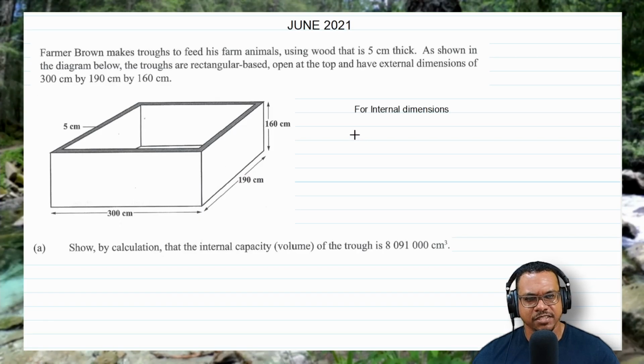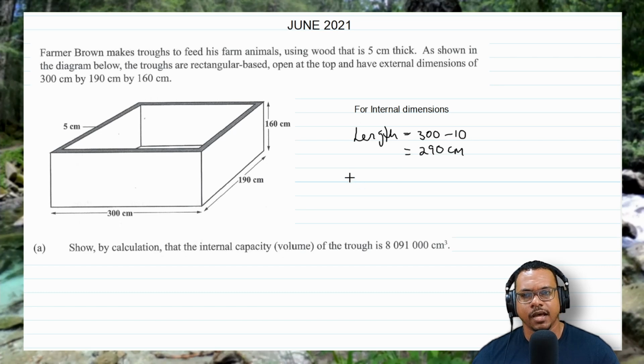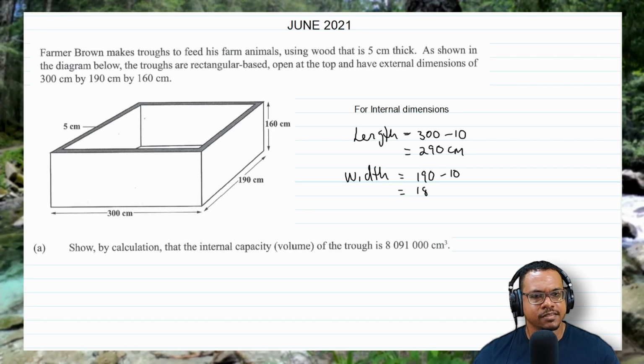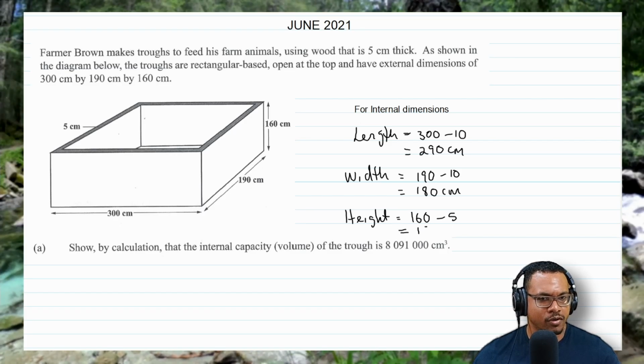So for my internal dimensions, I'm going to have the length, which is equal to 300 take away 10, as we discussed, which will be 290 centimeters. I'm going to have that the width would be 190 take away 10, which would be 180. I'm going to have the height, which would just be the 160 take away 5, which is 155.